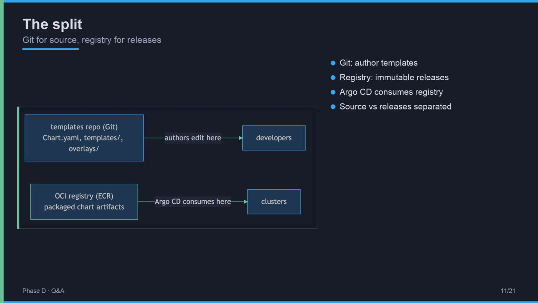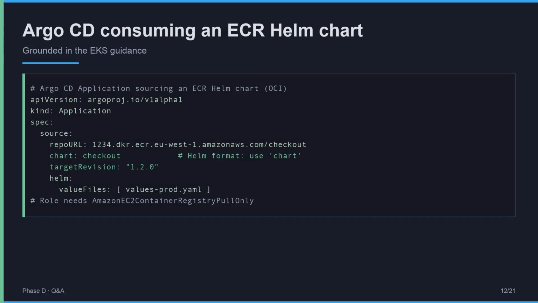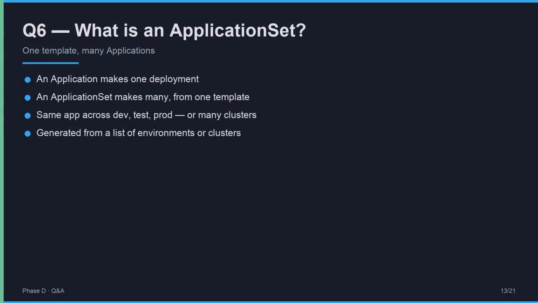That is the clean, auditable split Amazon recommends. Here is Argo CD consuming a Helm chart that lives in Amazon ECR. The repo URL points at the registry, the chart field names the chart, and target revision pins the version, just like an image tag. The capability role needs the Amazon ECR pull-only policy. This is straight from the EKS Argo CD guidance. Git for source. OCI registry for releases. Argo CD consumes.